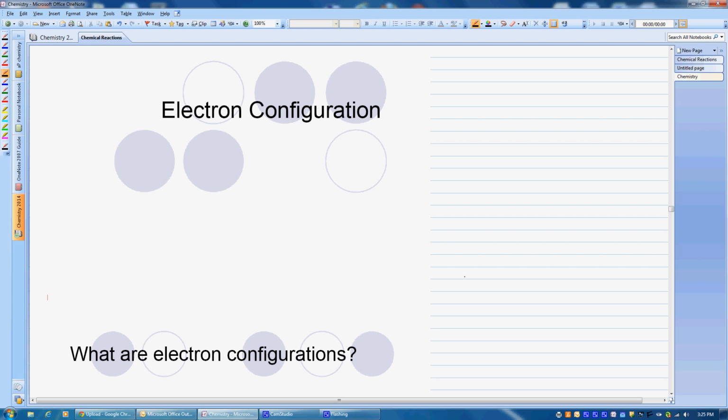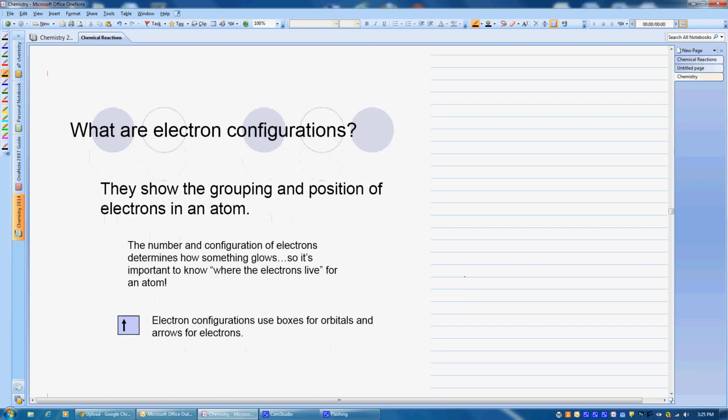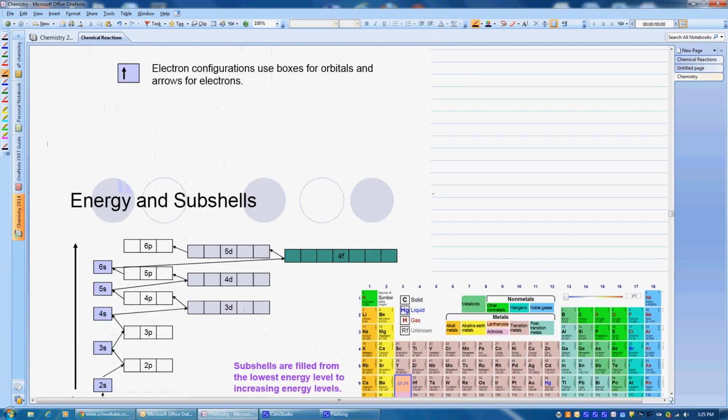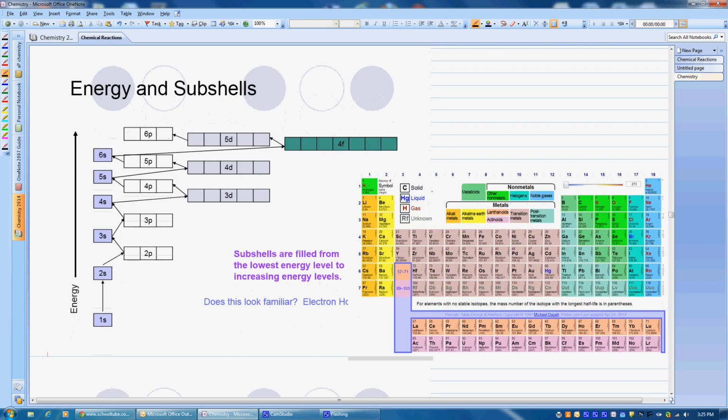So we're going to start writing electron configurations. We're going to start showing where the electrons are located within an atom. A lot of times we use box and arrows. So if we wanted to do hydrogen, hydrogen only has 1 electron. So we would draw a box, and we would represent it with 1 up arrow. Okay, pretty easy.